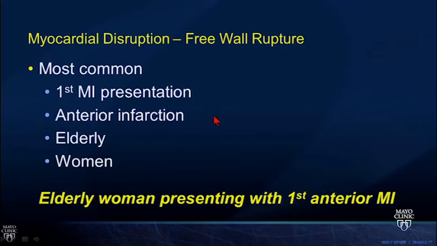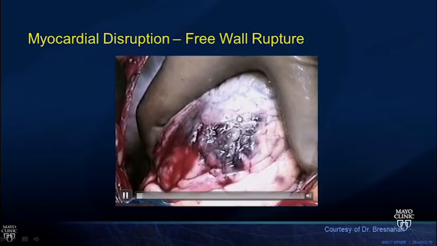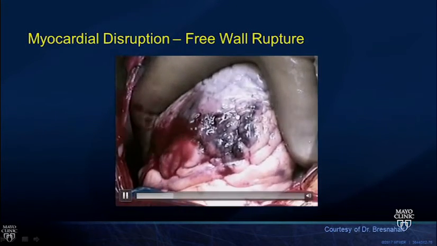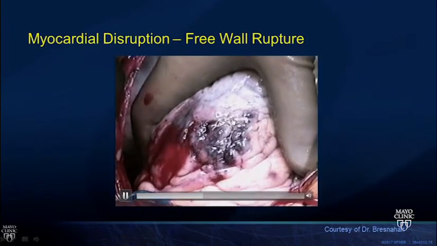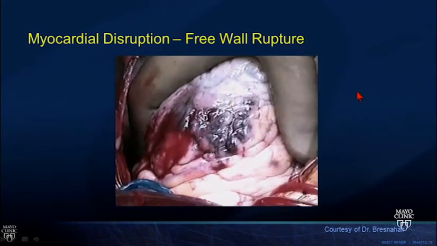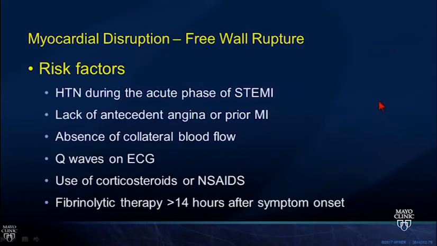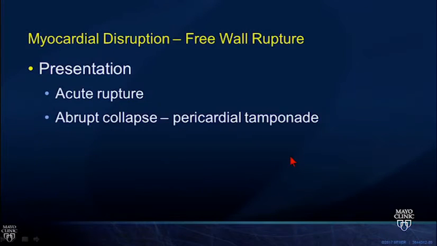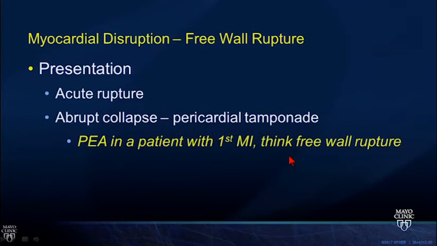And to drive that home, I'm going to show you a video of an elderly woman presenting with first myocardial infarction. Many patients don't make it to the OR because they develop PEA arrest, rapid hemopericardium. We know that these patients are elderly women with first MI. There's not good collaterals. And if they've received steroids or lytics, delayed lytics, they may be more likely to proceed with this. Pericardial tamponade, PEA arrest.